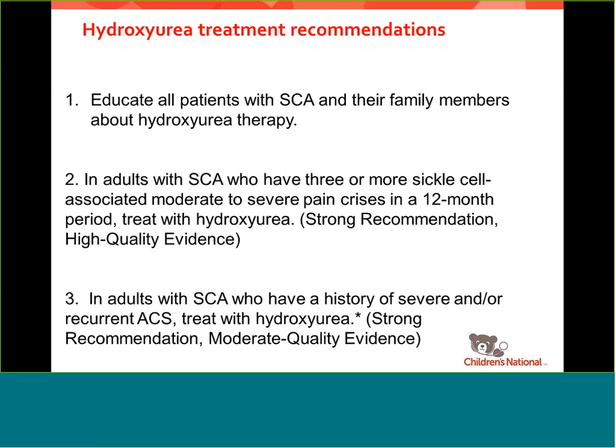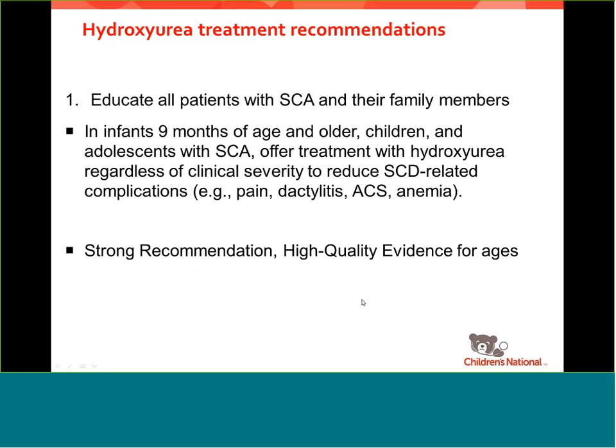So for the NHLBI guidelines, this is from the NIH. These are actual from the guidelines and strong recommendation. In adults with sickle cell disease, just to mention, sickle cell anemia, 3 or more episodes of moderate to severe pain crisis in the past 12 months should be treated with hydroxyurea. Also, acute chest syndrome should be treated with hydroxyurea for current episodes.